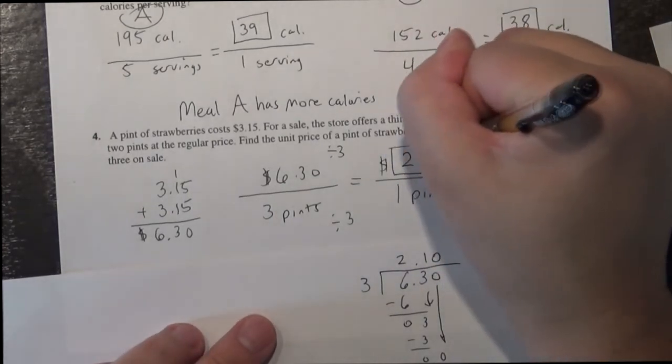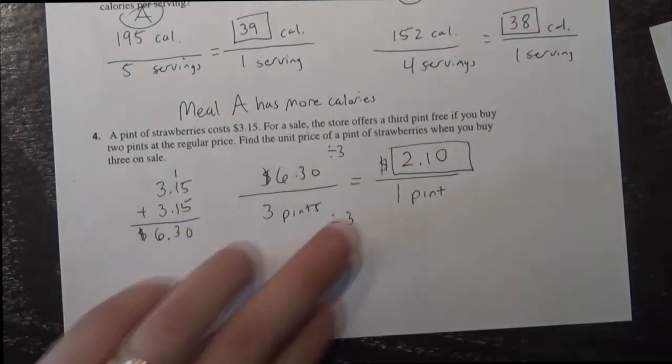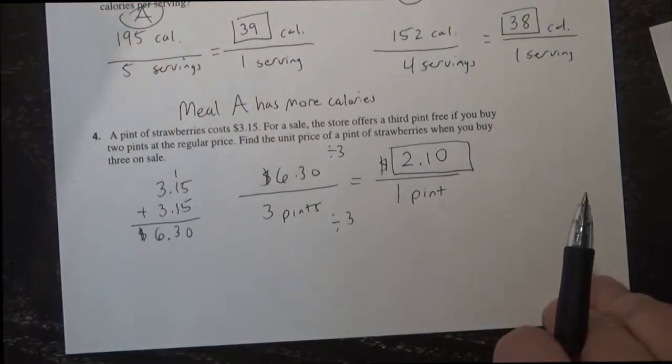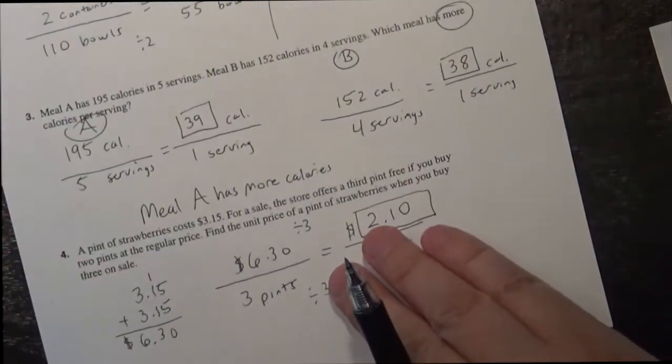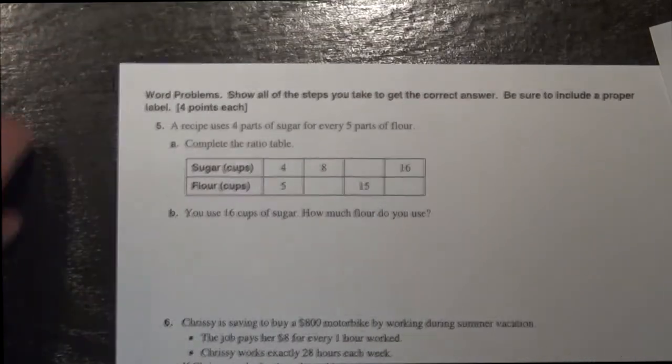That means it costs $2.10 a pint when you buy 3. Again, I got my label on there already, thanks to the work I did with that ratio. So that is page 1 of what will be part 2 of your test. And we're getting towards the end now of our study guide. Only 2 more pages to go, right?